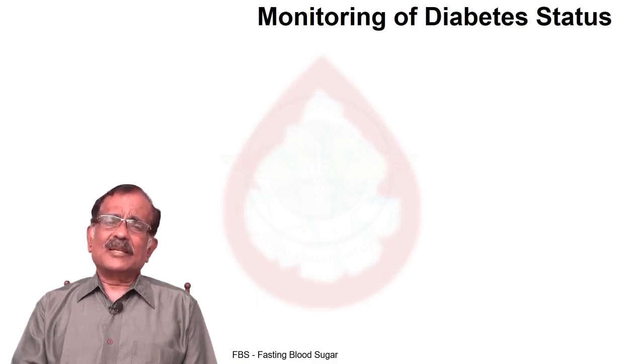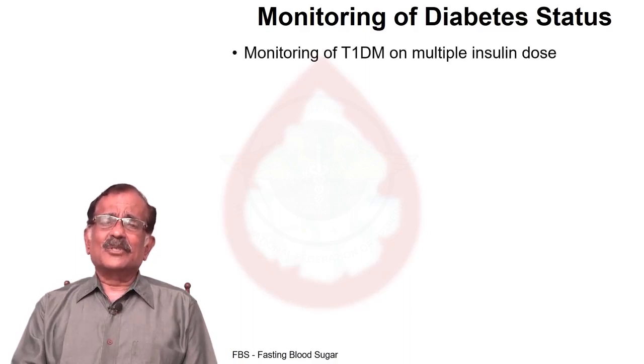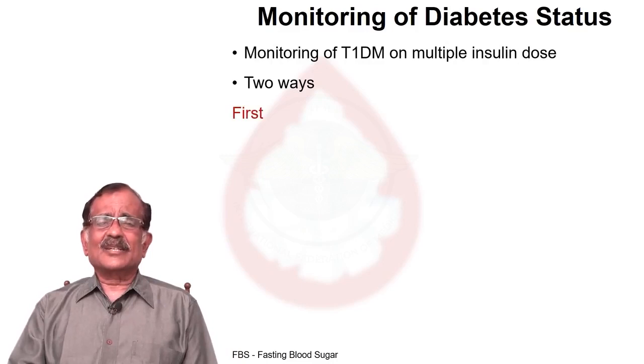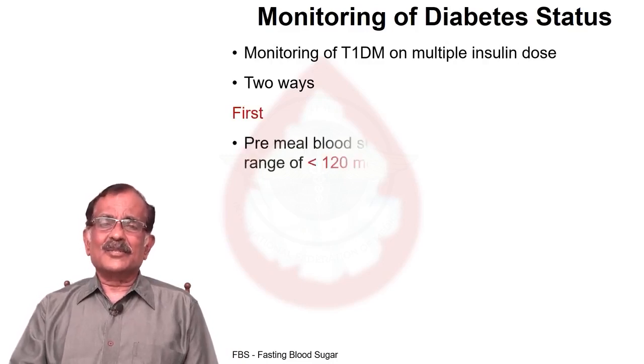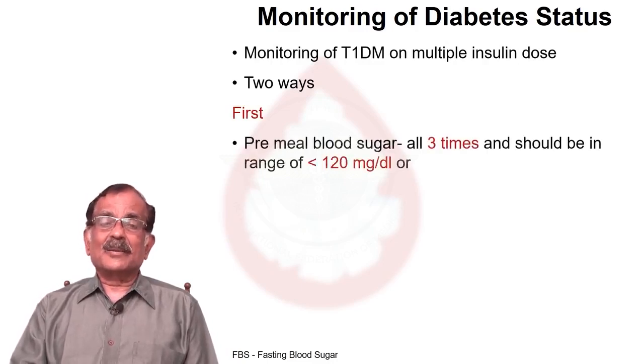Both these type 1 and type 2 diabetic patients require monitoring. For type 1 patients who are on basal bolus multiple doses of insulin, it is always better to do multiple-dose fasting blood sugars and pre-meal blood sugars, or fasting blood sugar and postprandial blood sugars. So there are two ways you can play around. One is to do pre-meal blood sugars before all 3 meals, and the pre-meal value must be around 120, less than 120. Then you can say that you have achieved good control.